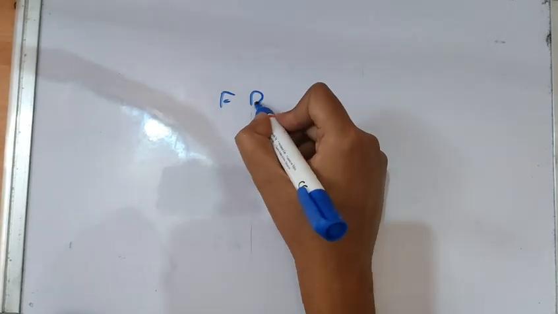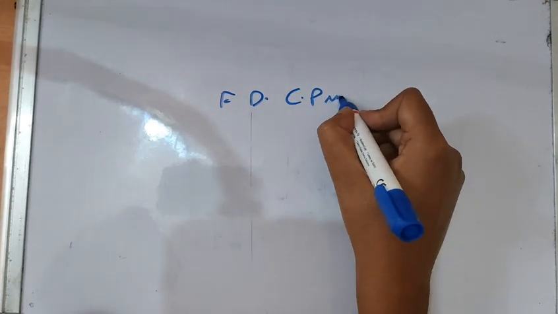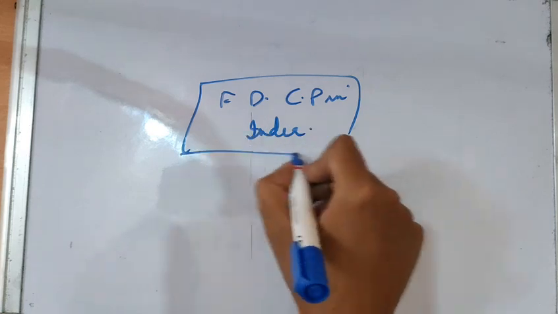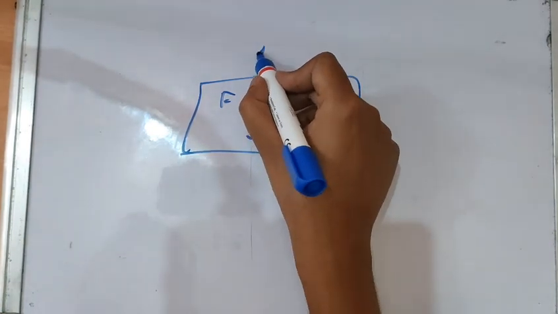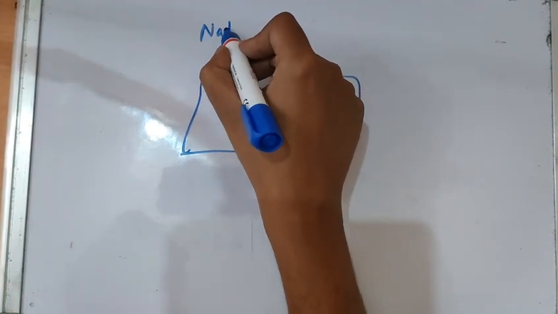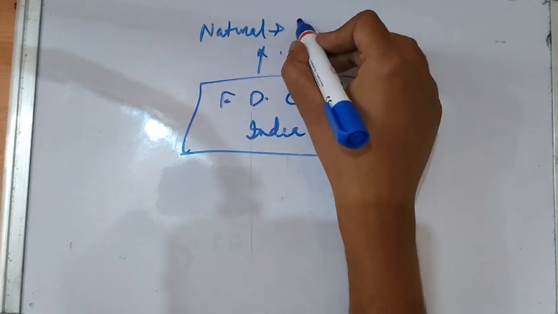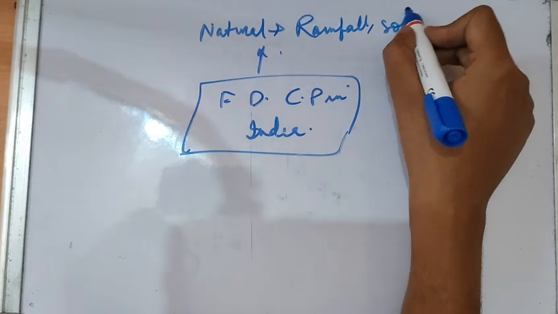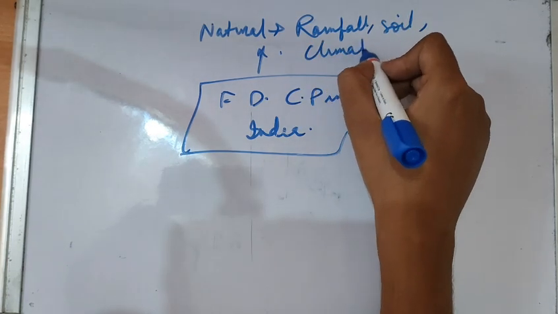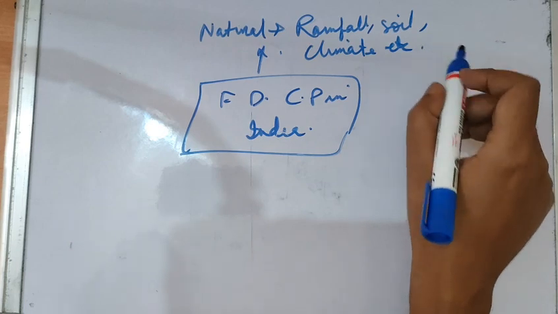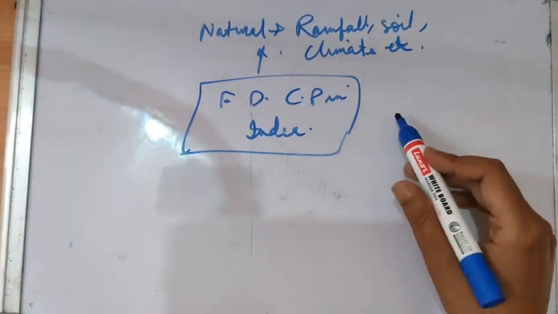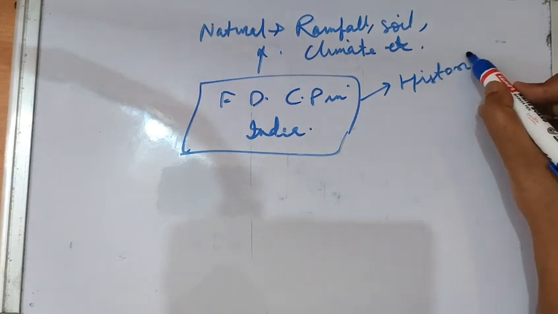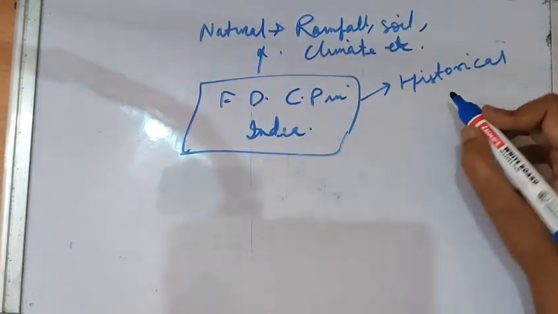Factors determining cropping pattern in India. What are the factors that determine cropping pattern in India? First of all, there is the natural factor. What are natural factors? We all know: rainfall, soil, climate, etc. So these are the natural factors. Moving on next, we have got historical factors. So these are factors which determine cropping pattern in India.